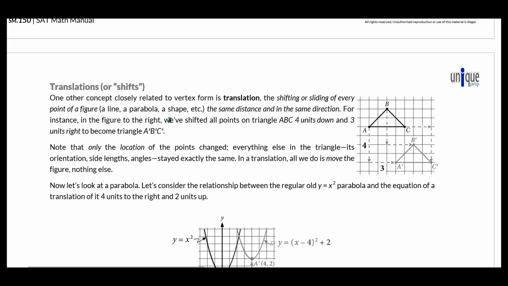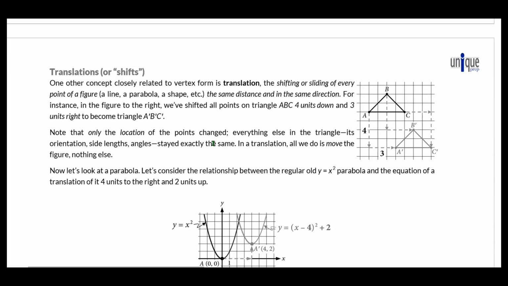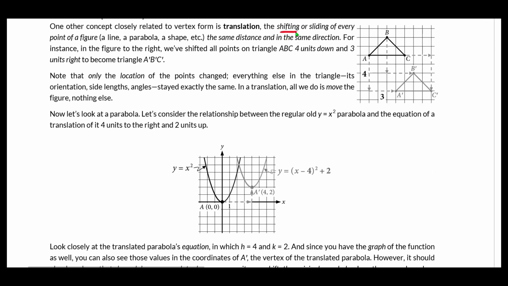At the top of the next page, we are going to go into something that we will talk about at another point in the manual, this idea of translations or shifts of a graph. We want to talk about it here mostly because, when it comes to vertex form, it is important to be able to see how the vertex form of a quadratic relates to translating or shifting. So first of all, what is translation? Well, translation is just shifting. We're just shifting every point on a figure, an entire graph, the same distance and in the same direction. So translation: shifting or sliding, every point, same distance, same direction.